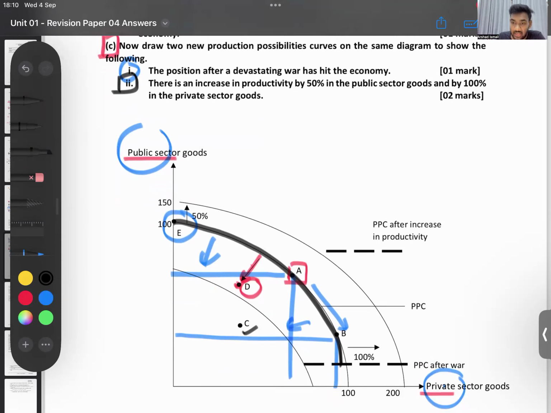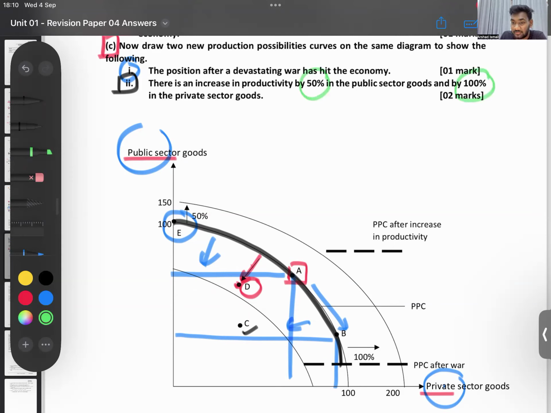Okay. Then 2-1 is saying, if you mention war, you have to label it somehow, right? Because how do I know which one is one? You have to at least say PPC 2 or PPC after war, something. Then, yeah, you can put a number on your own if they're not. No problem. Yeah, the last one. There is an increase in productivity by 50% in the public sector goods and 100% in the private sector goods. So if they have said 50% and 100%, you have to show that 50 and 100.